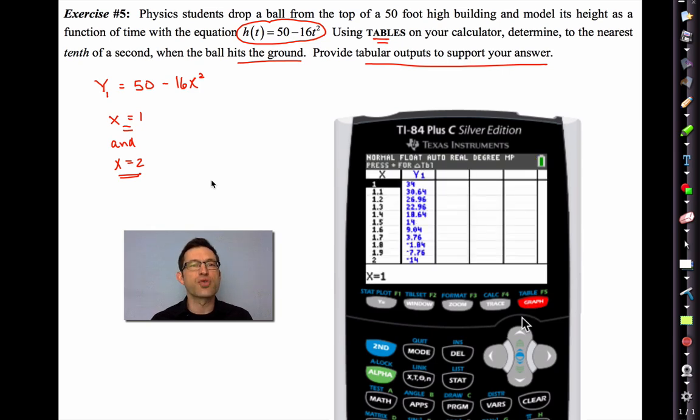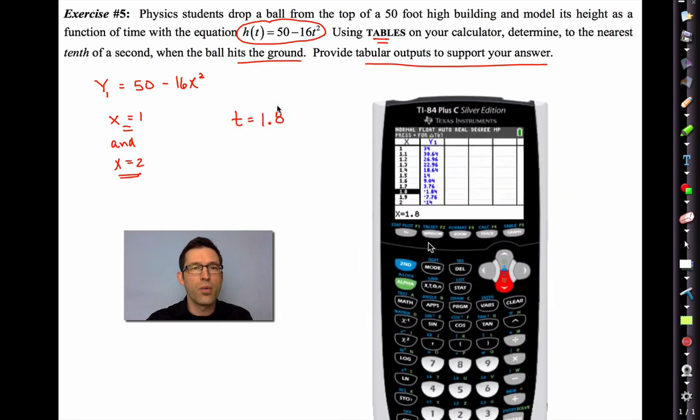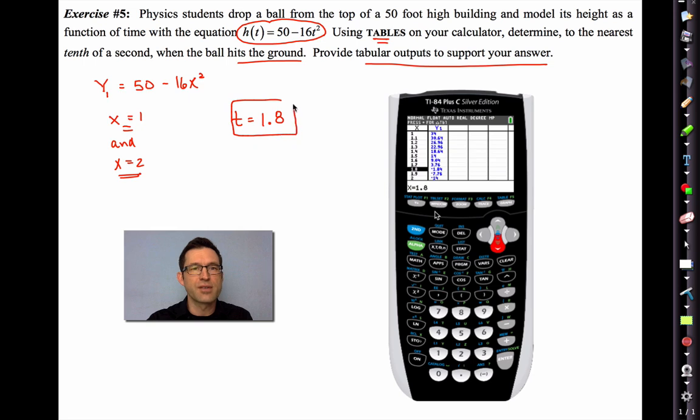Now, as we scroll down, what we now see is that at 1.7, we're above the ground because our h is positive, and at 1.8, we're below the ground because the height is negative. Now, which one is closer? Well, then it's really a question of which one is closer to 0. Is the height at 1.7 closer to 0, or is the height at 1.8? And it's 1.8, not by a lot, but somewhat. So 1.8 is our final answer.